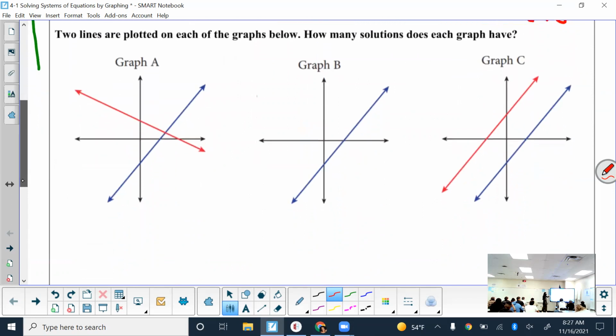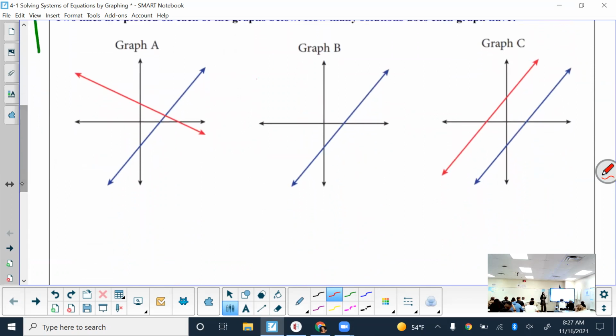So part of being able to be successful at systems by graphing is to be able to identify the number of solutions. And also what that solution is. Right now, we'll just focus on what number of solutions it has. So look back at your definition for a solution. For graphing, it's going to be the ordered pair that the two lines intersect.